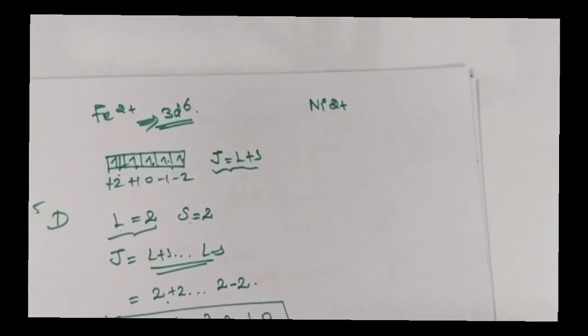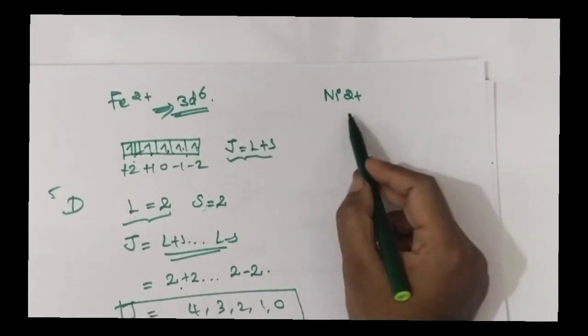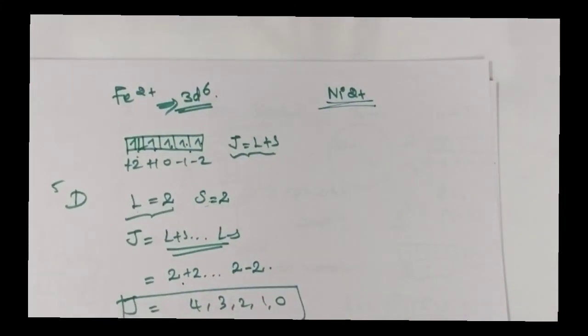See, this question is for you. Nickel 2 plus question is for you guys. You have to solve this question, find out the ground state term symbol and comment your answer in the comment section.